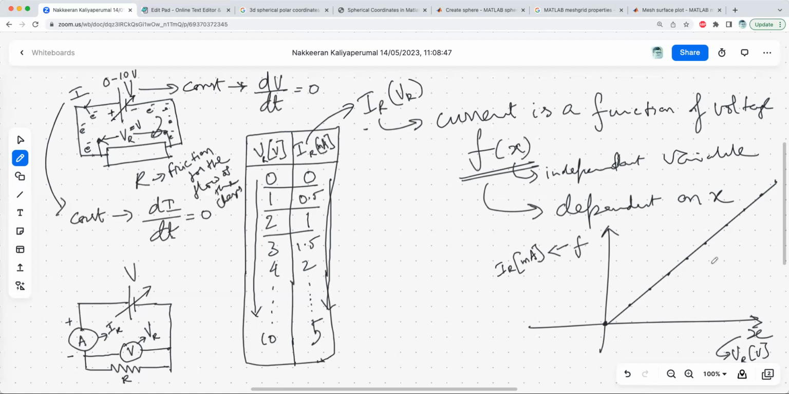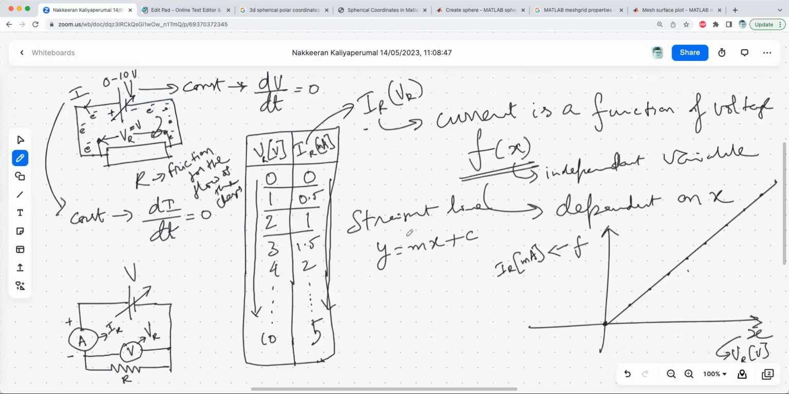Then how do we extend the mathematical knowledge when we see the graph? What is the name for this function? The graph is a straight line. So that immediately tells you y equals mx plus c.